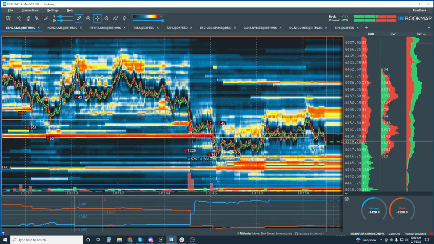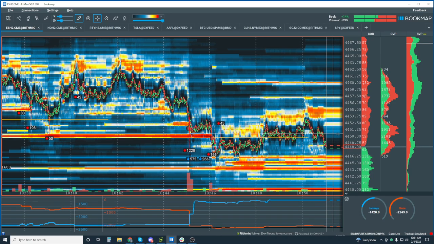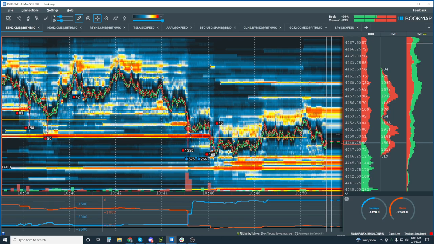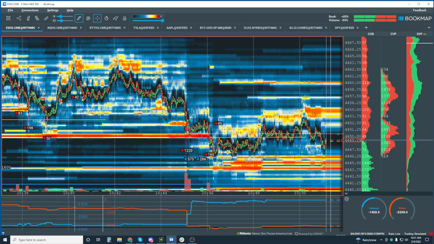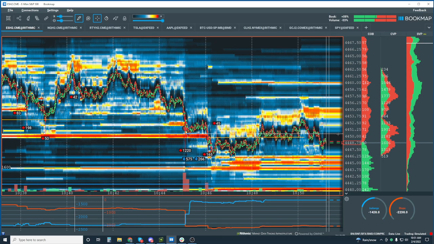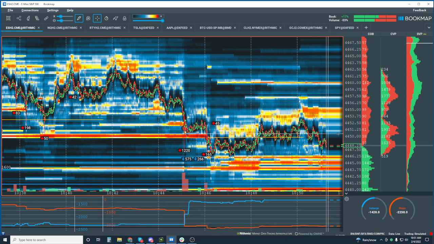Okay, let's see if they can do it here. Should be able to move it. We're looking for them to move it away from this area on selling. Okay, they're down below it, but I don't see the selling coming in yet. All right, we're watching the volume here. Okay, the liquidity's down there.